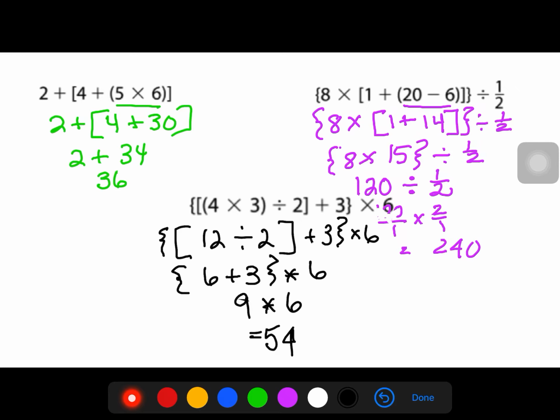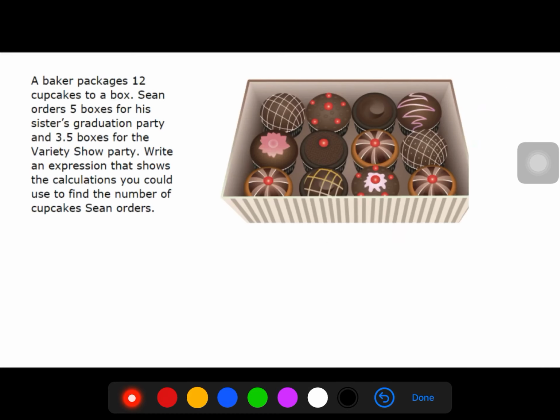All right, so that's parentheses, brackets, and braces. If you see something with multiple parentheses, work from the inside of them outward. All right, let's move on to the lesson about writing expressions.